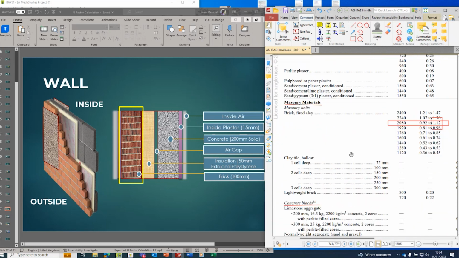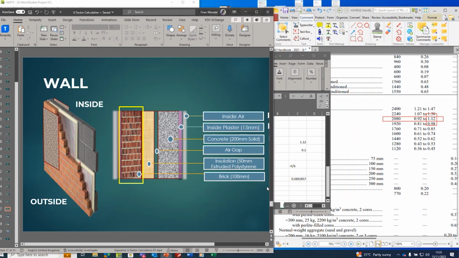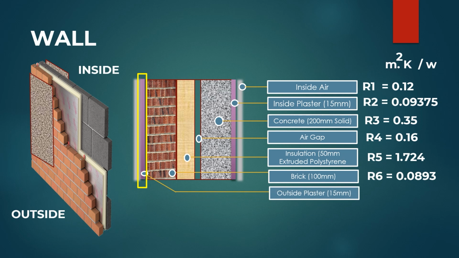So let's calculate the resistance for this conductivity. Here's the brick. The conductivity is 1.12 as per the ASHRAE chart, and the thickness is 100 millimeter. So 100 by 1000 equals 0.1 meter. Now the resistance equals T by K, that means the thickness 0.1 divided by the conductivity 1.12. So it gives 0.0892857, so we can write 0.0893. So the resistance for the brick, R6, equals 0.0893. Now the next layer is the outside plaster, the same as the inside plaster with the same thickness of 15 mm. So the resistance will be the same.